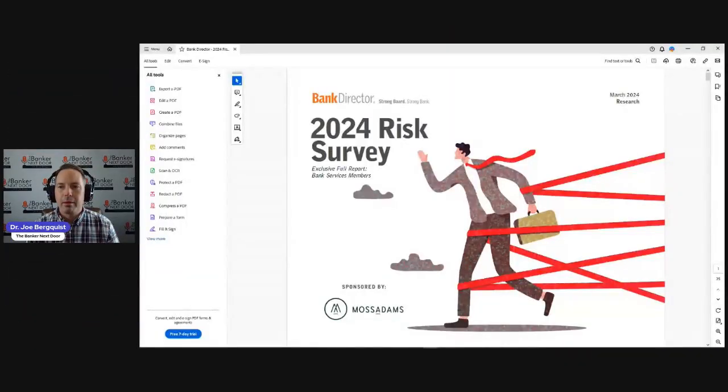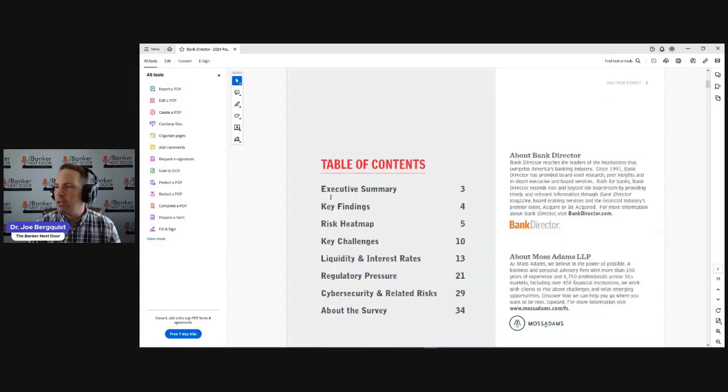But right now, we're going to bring up the 2024 risk survey. And I would just say, Bank Director does several surveys every year. They do an M&A survey, a technology survey, just to get the pulse of what's going on in the banking world year in and year out. So let's take a look in here and see what's going on.